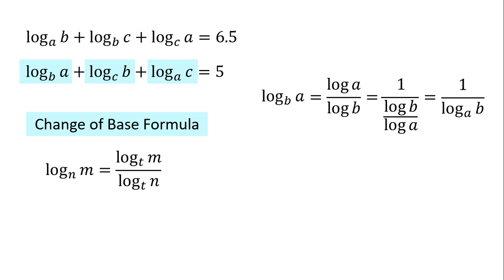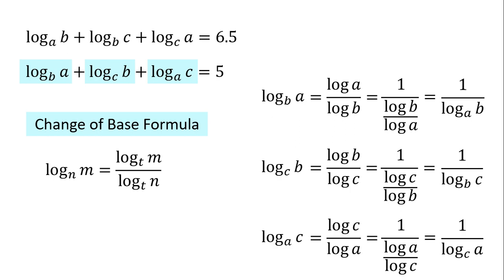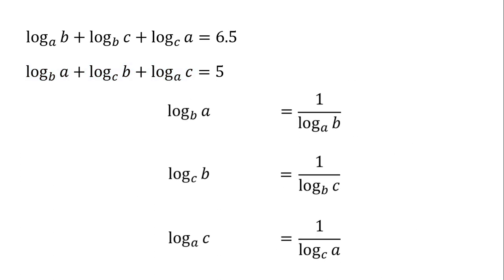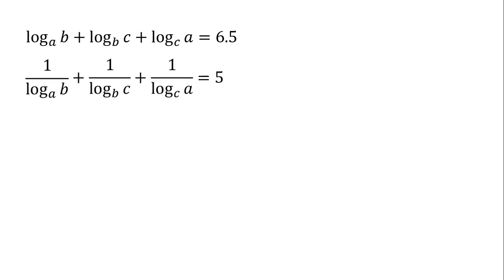Let us also apply the formula to log of b to the base c. Now, we will come up with 1 over log of c to the base b. Applying the same process to log of c to the base a, we will have 1 over log of a to the base c. Okay, now I can write the second equation into 1 over log of b to the base a plus 1 over log of c to the base b plus 1 over log of a to the base c equals 5.